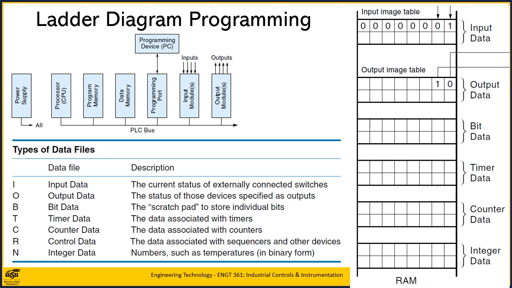Each data file occupies a portion of RAM memory and consists of any number of 8 or 16-bit words. This data arrangement is illustrated.